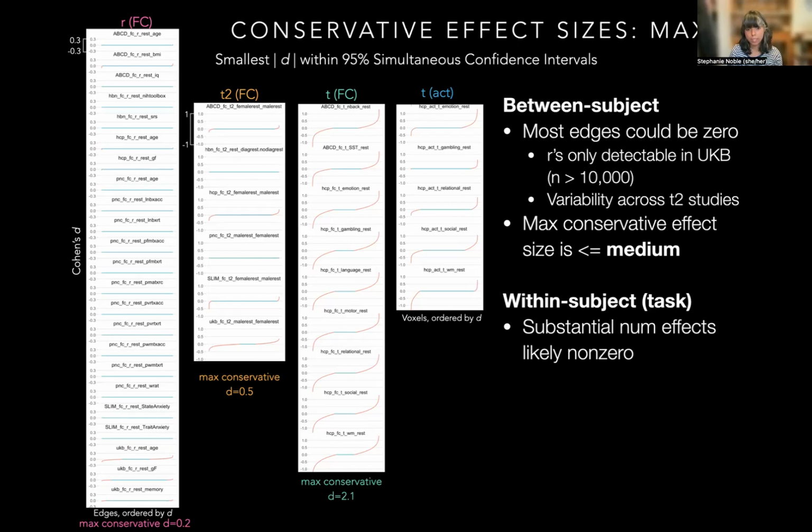And then for the within subject context, we see that the max conservative effect size for functional connectivity is actually very large, Cohen's d of 2. And the max conservative effect size for the activation mapping context is also quite large, not too far from 2. Note that a large Cohen's d is defined as 0.8. So here we see max conservative effect sizes can actually be quite large.